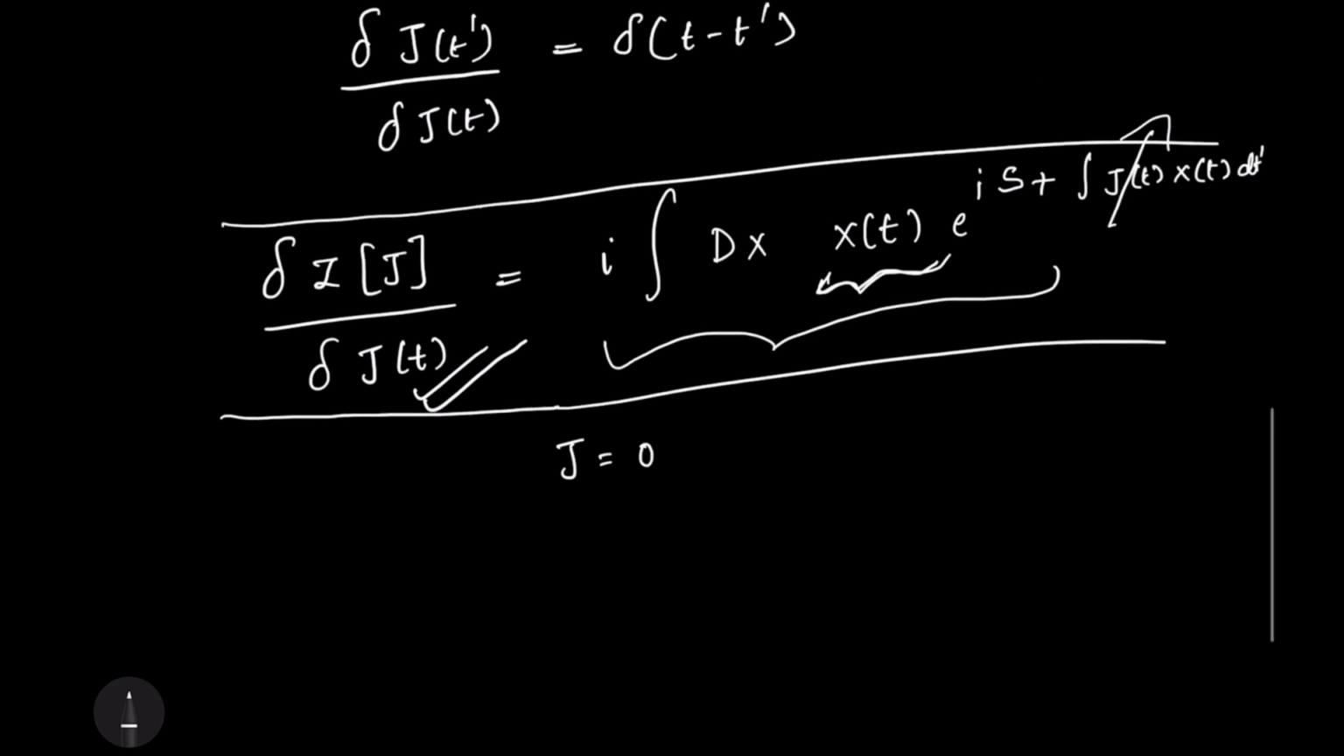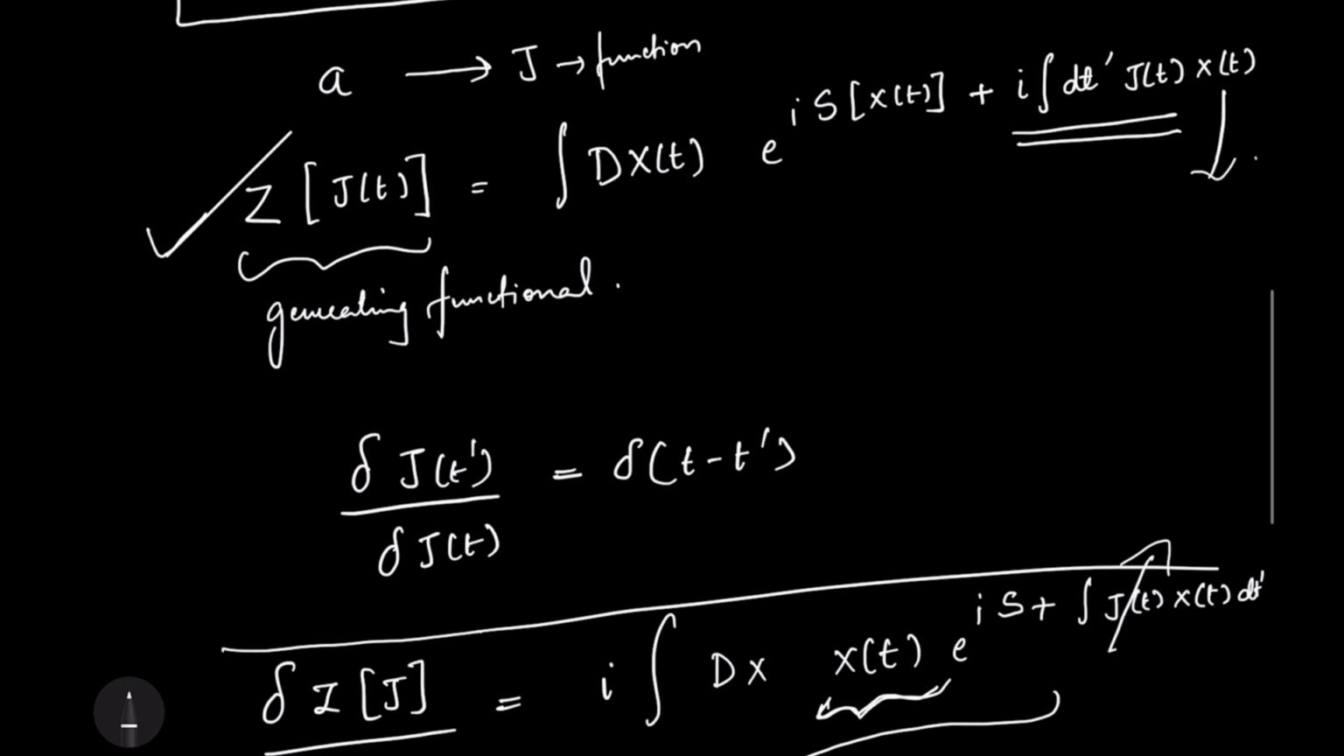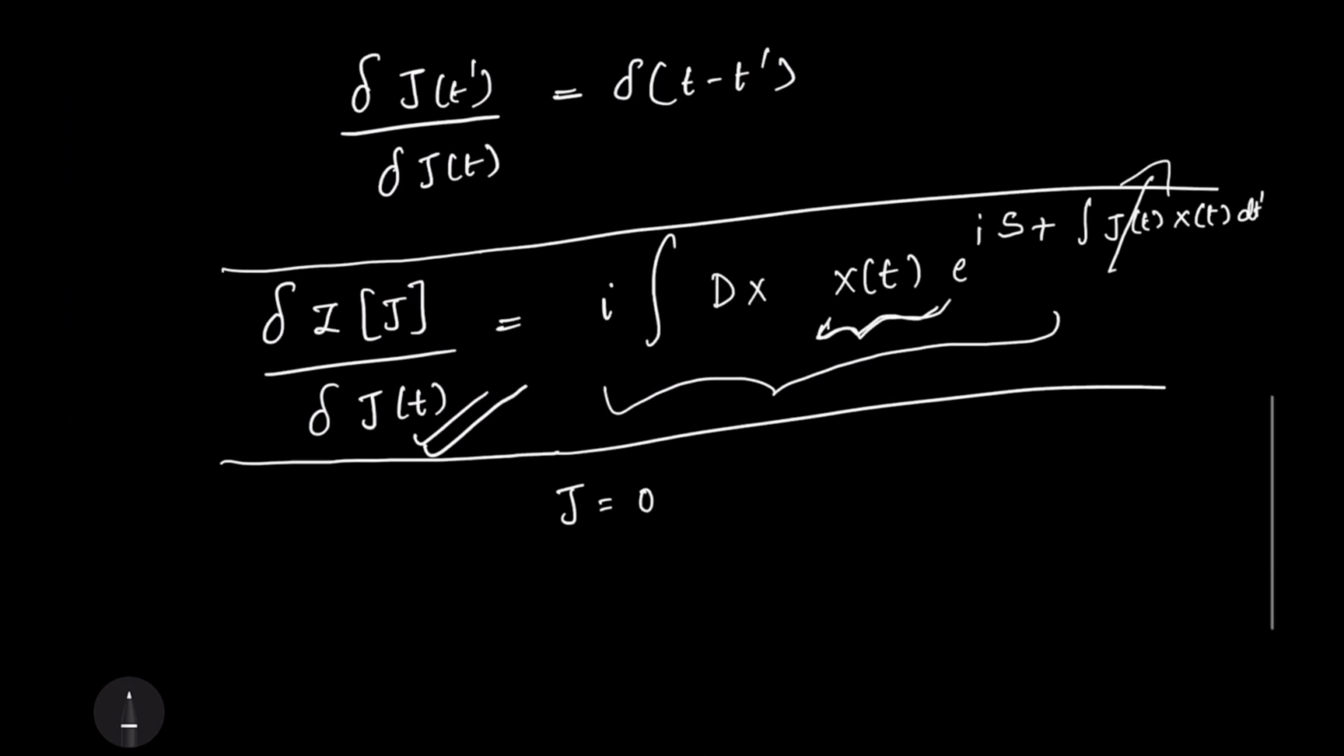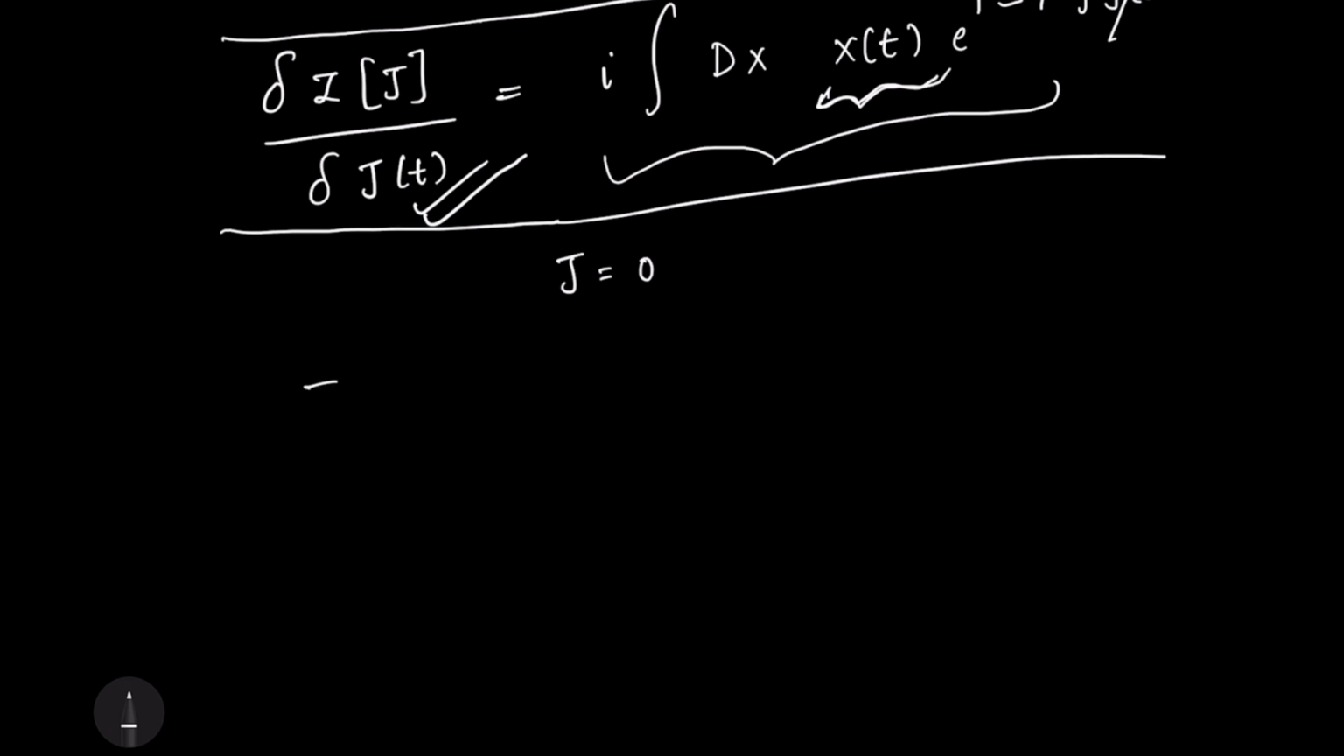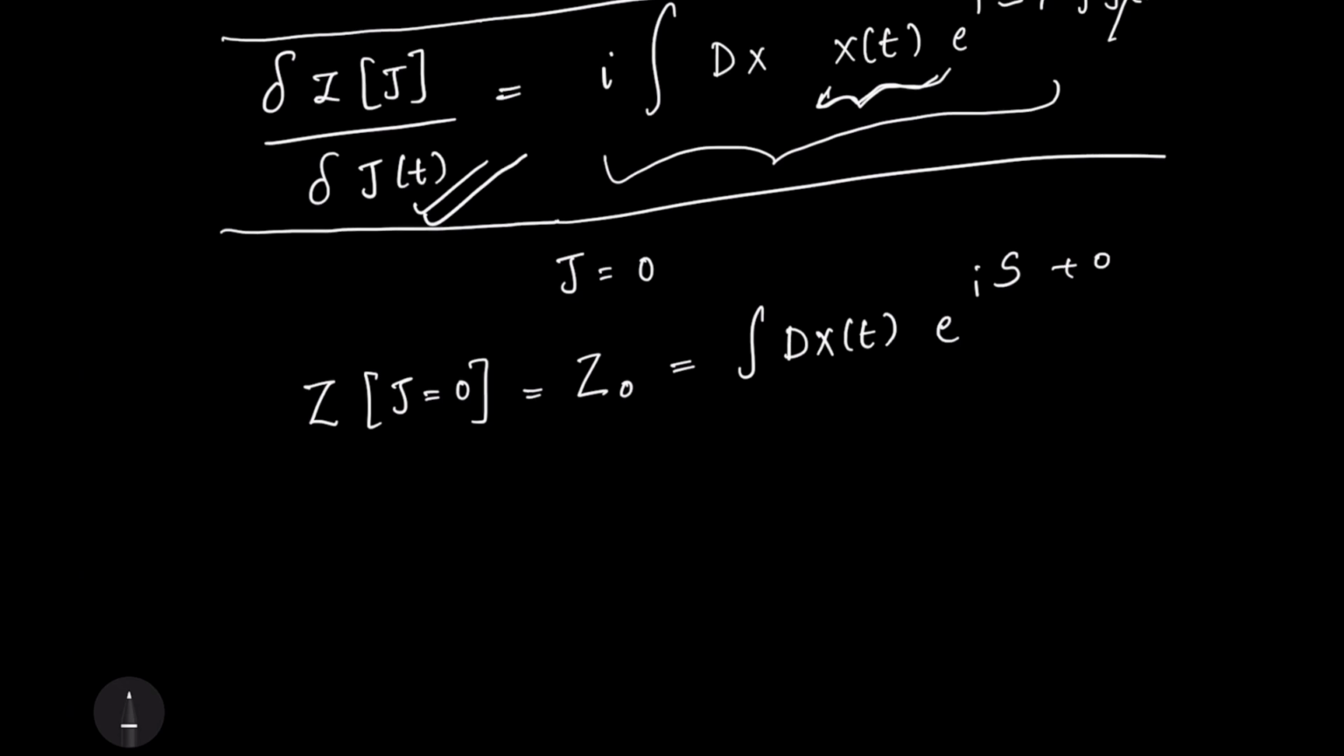Okay, so if I put j equal to 0 in the expression for z, then I'll get integral dx(t) e raised to iS. So if j is equal to 0 for z, let me call z of j equal to 0 as z0. This will be equal to integral dx(t) e raised to iS, plus 0. The 0 we don't have to consider because e raised to 0 is 1.